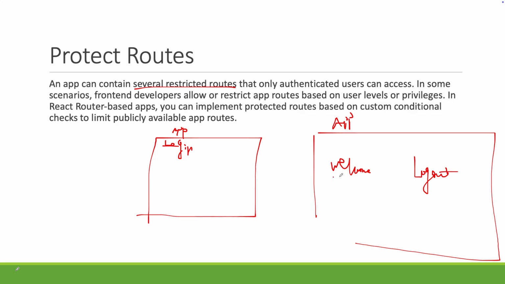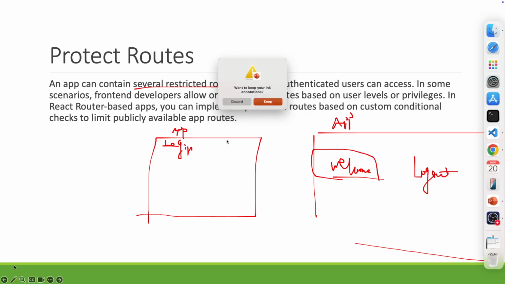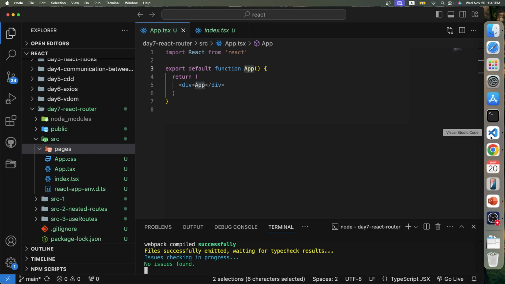So if the user is not logged in and they directly try to access welcome, it will redirect back to the login page. So very basic scenario, then we can practice protected routes, okay? So we are going to implement it. First thing is we are going to implement the login. Still on the same project, I just renamed it, okay?